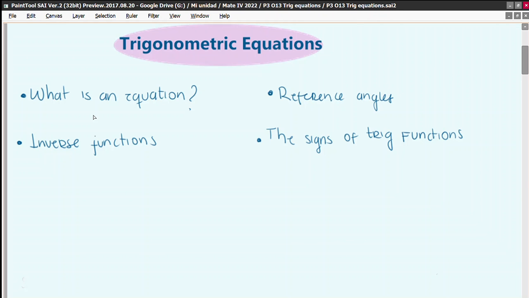Let's start with the topic of trigonometric equations, okay? Last objective. And we're gonna make it. So, to solve equations, we have to first remember these four things.